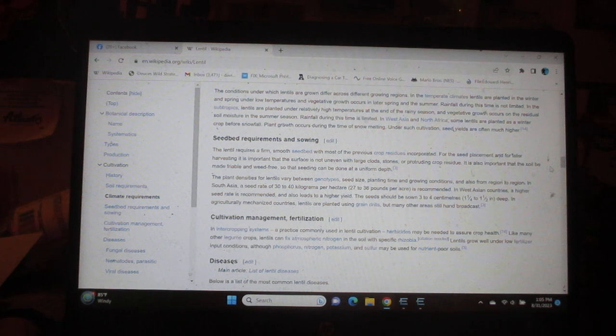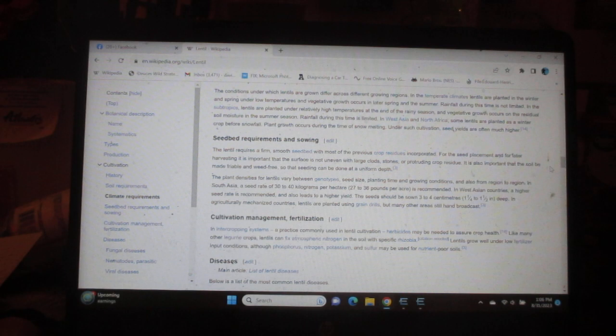It is also important that the soil be made friable and weed-free so that seeding can be done at a uniform depth. The plant densities for lentils vary between genotypes, seed size, planting time, and growing conditions, and also from region to region. In South Asia, a seed rate of 30 to 40 kilograms per hectare, 27 to 36 pounds per acre, is recommended. In West Asian countries, a higher seed rate is recommended and also leads to a higher yield. The seeds should be sown 3 to 4 centimeters, 1 1/4 to 1 1/2 inches deep. In agriculturally mechanized countries, lentils are planted using grain drills, but many other areas still hand broadcast.